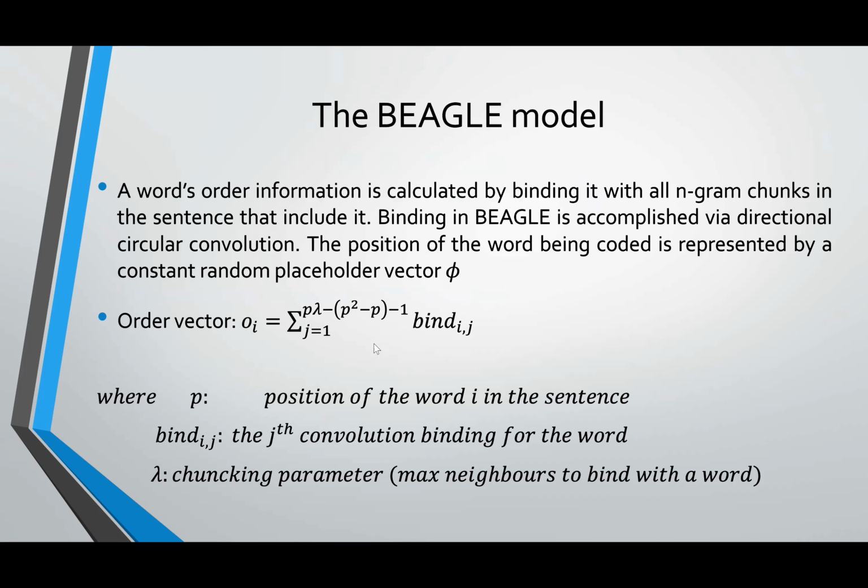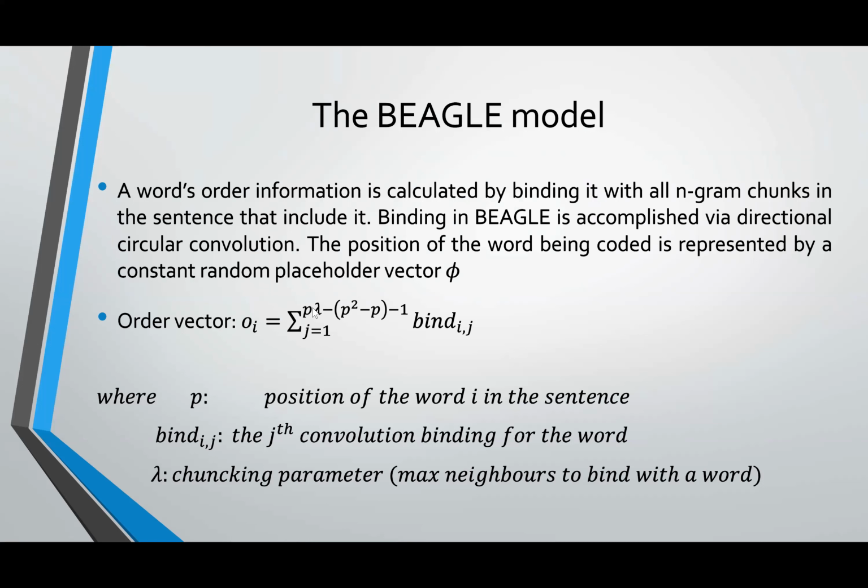We want to know where a word sits in a sentence. Is it at the beginning, middle, or end? We use something called directional circular convolution. Think of it like a way to connect a word to all the nearby word chunks in a sentence.